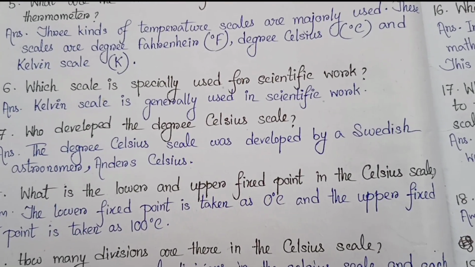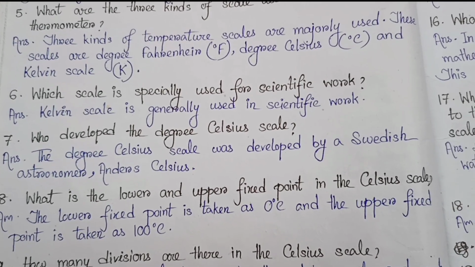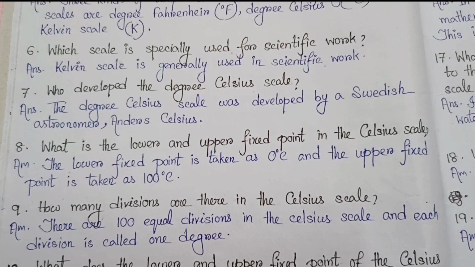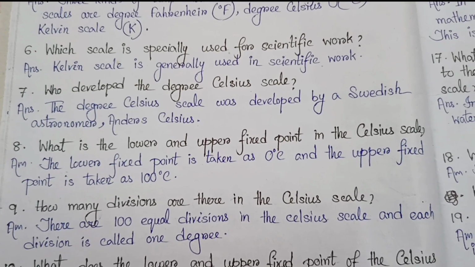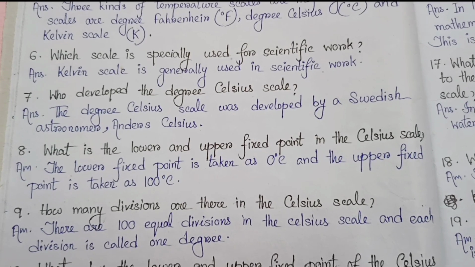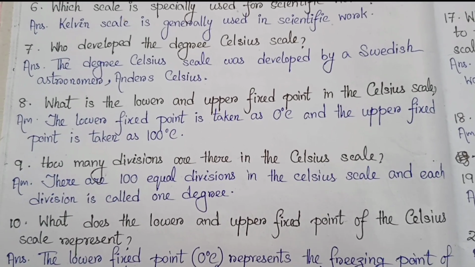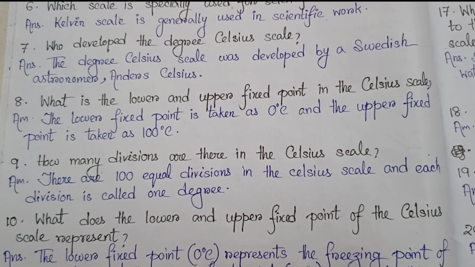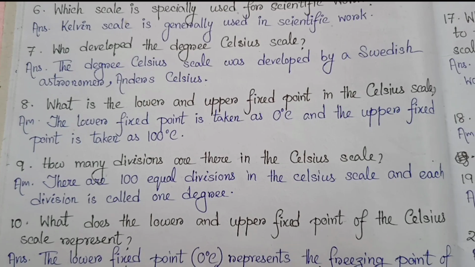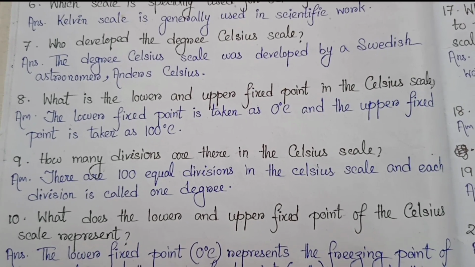Number 6. Which scale is specially used for scientific work? Kelvin scale is generally used in scientific work. Number 7. Who developed the degree Celsius scale? The degree Celsius scale was developed by a Swedish astronomer, Anders Celsius. Number 8. What is the lower and upper fixed point in the Celsius scale? The lower fixed point is taken as 0 degrees Celsius and the upper fixed point is taken as 100 degrees Celsius.